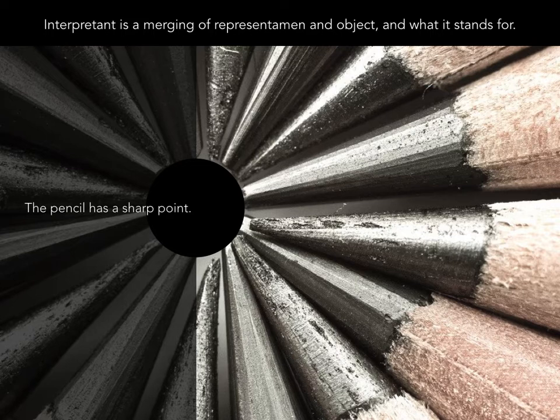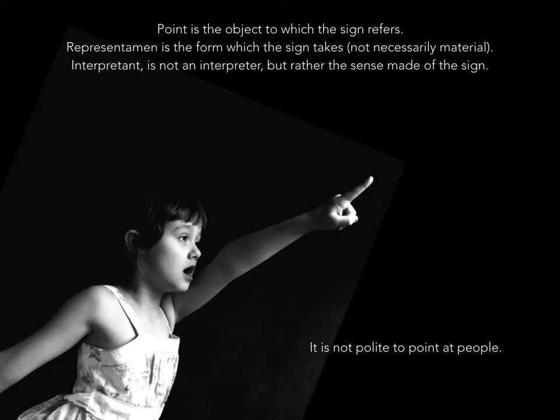Interpretant is the amalgamation of the other two parts that form the individual's thoughts. It is a merging of the representamen and the object and what it stands for. As a result of this structure, it is possible to see how representamen can have the same object, such as the word point, but forming different interpretants in the mind.